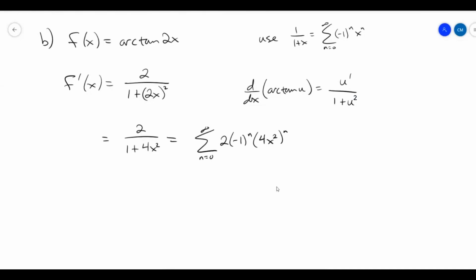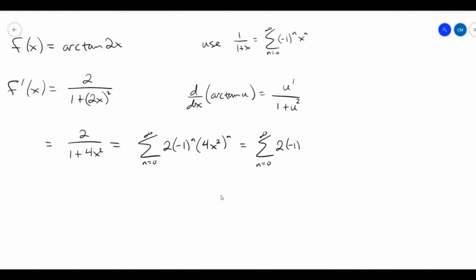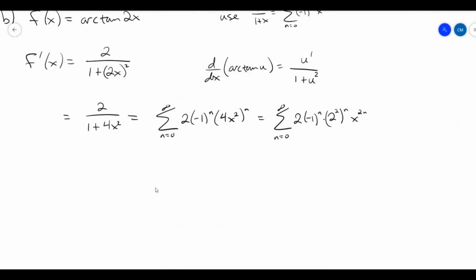This is the same as 2 times negative 1 to the n times, now that 2, again, this is not 100% necessary, but just to show you how to make these look a little bit nicer. 4 is the same as 2 squared, and so you have 2 squared to the n there. And then you also have x to the 2n. And I'll just do one more simplification step here. Notice this is the same as 2 to the power of 2n, and then I have this other 2 there, so that becomes 2 to the power of 2n plus 1.